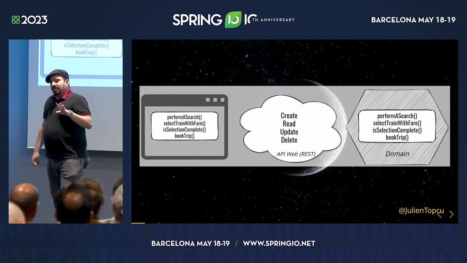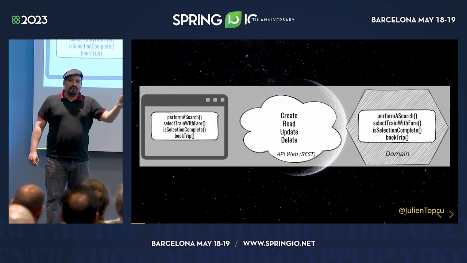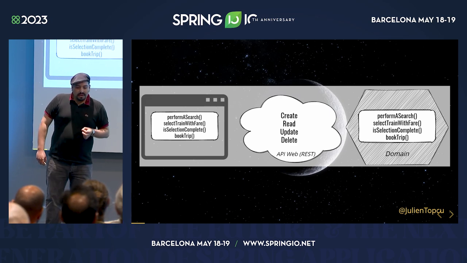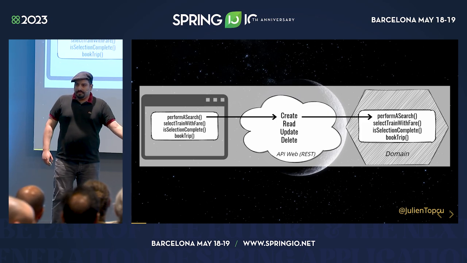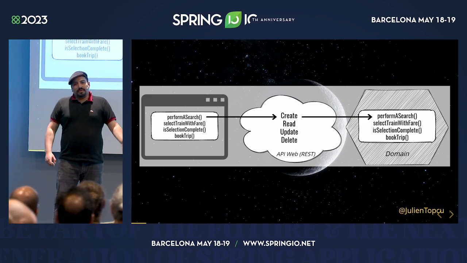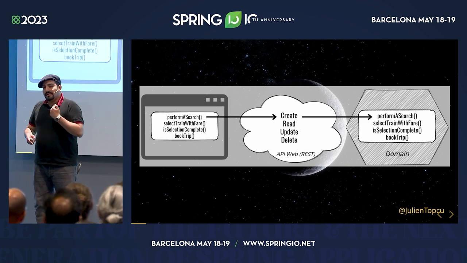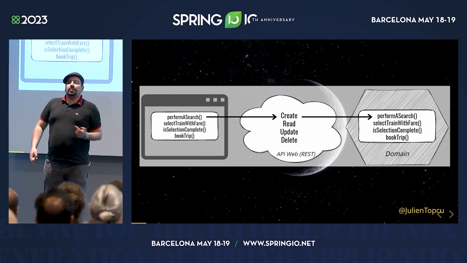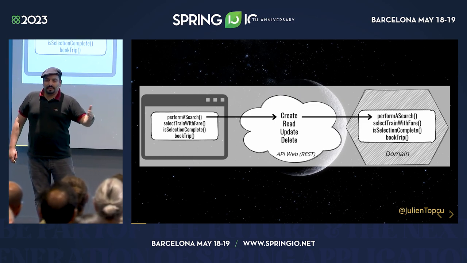So the impact of that is that the front end, when the user wants to perform a search for train going to his destination, the front-end will have to translate it into create a search resource. On the other end, the back-end, when you receive create a search resource, it will have to convert it back to the original intent of the user that was performing a search for train going to his destination.